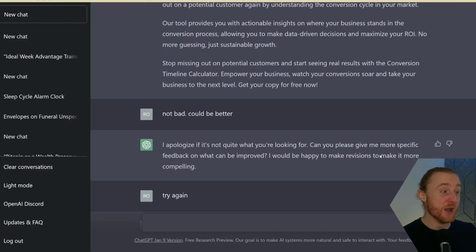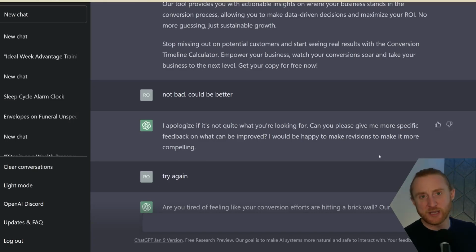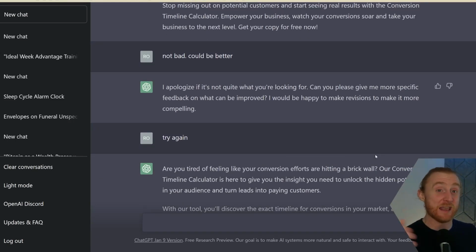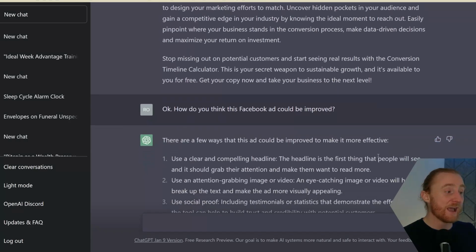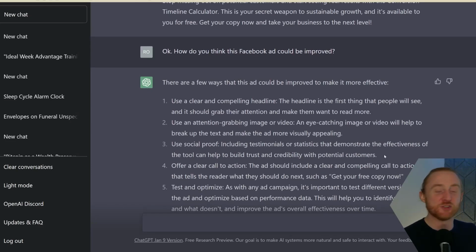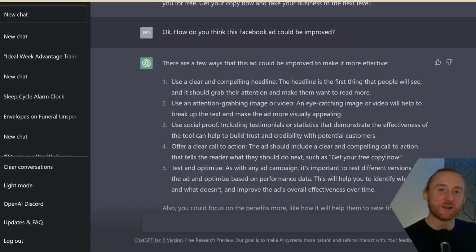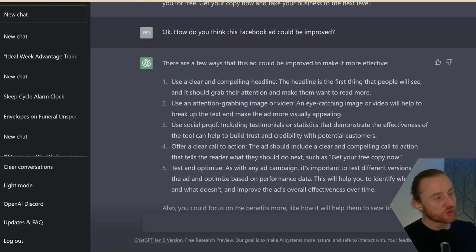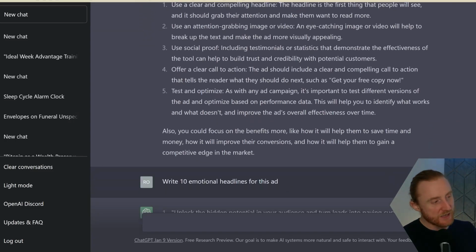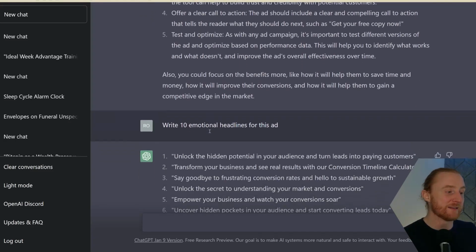All right. I said, not bad, could be better. And it said, can you tell me the improvements? I said, I just wanted it to try again, because I've used the tool enough that I know sometimes you ask it to just try again, and you re-roll the dice and you get a better outcome that's closer to what you're looking for. Okay. So here we go. And then I asked it, I had fun with it. I said, how would you think this Facebook ad could be improved? And it gave me a bunch of ideas here. And I was like, let's forget those. I'm going to skip over them. It said, like, have a compelling headline, have a compelling image, use social proof, offer a clear call to action, test and optimize. I was like, all right, let's get back to actually writing the headlines.